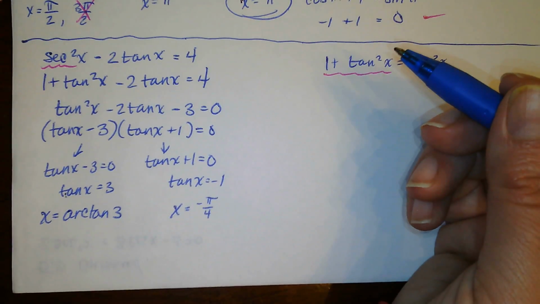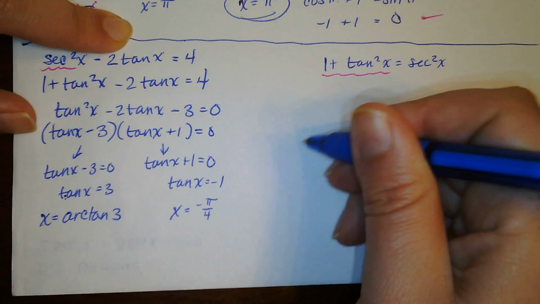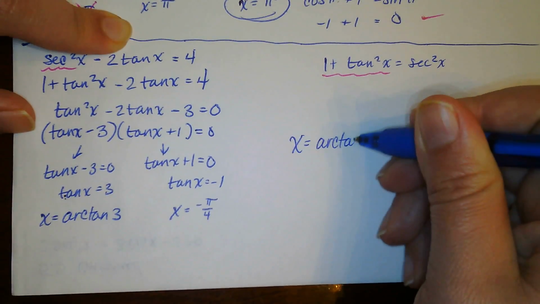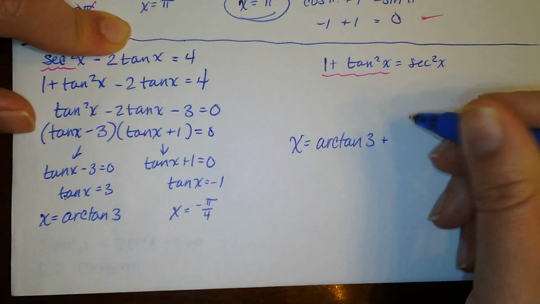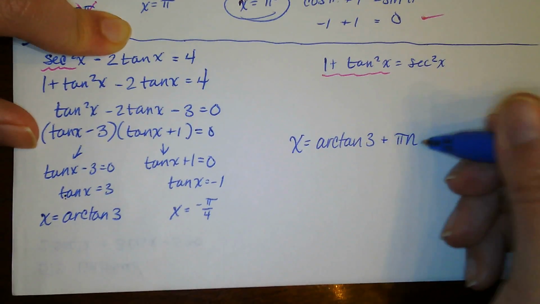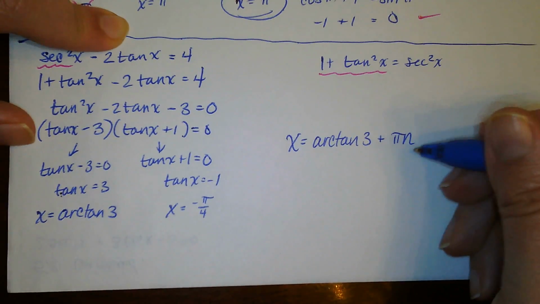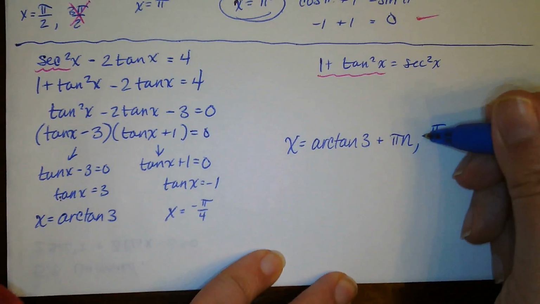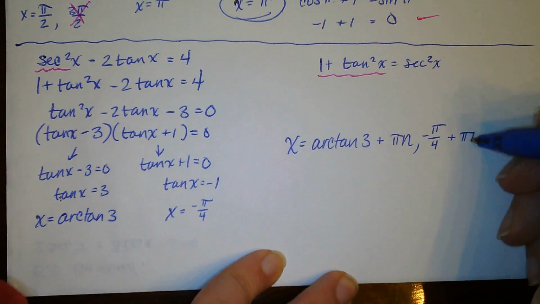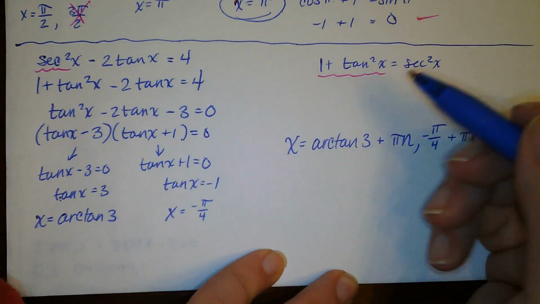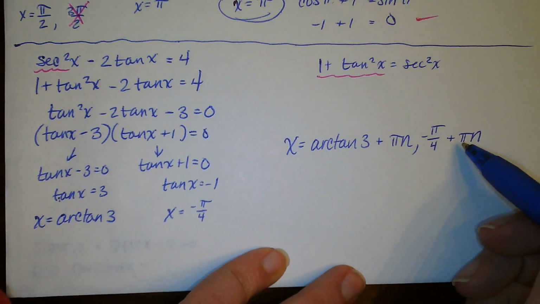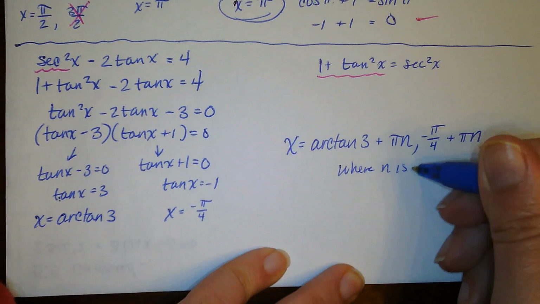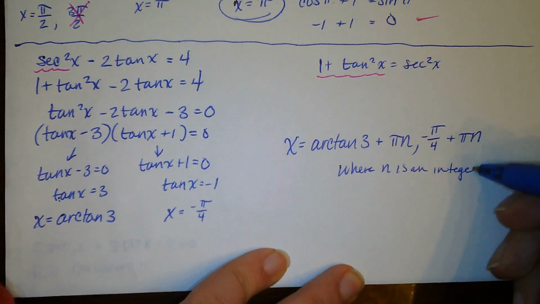And we're going to write our answers just like we've been. So x is equal to arctan of 3 plus pi n, just like before, and also negative pi over 4 plus pi n. Remember, this is a tangent function, so that's why we're just doing pi instead of 2 pi. Anyhow, where n is an integer.